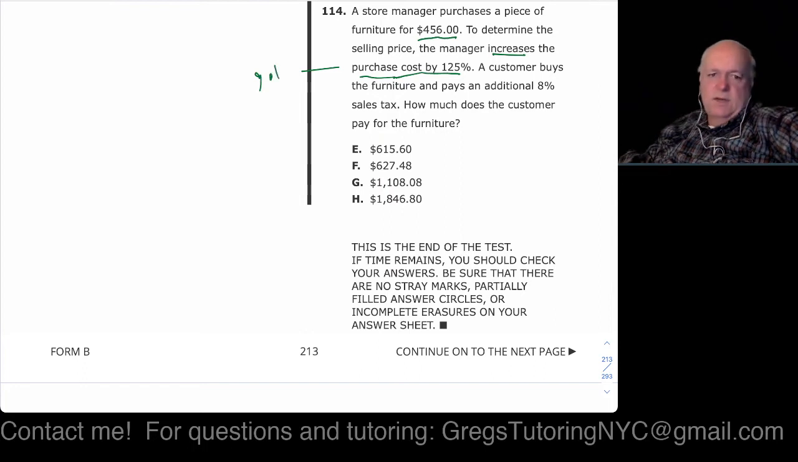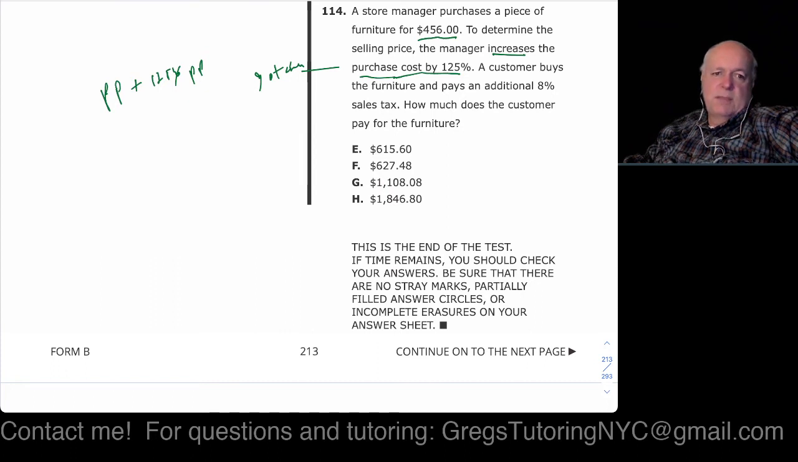Okay, a customer buys the furniture and pays an additional 8% sales tax. How much does the customer pay for the furniture? All right, so the gotcha is that this is not 125% of 456. This is similar to that M example early, and I think there was another one too. It's the original purchase price plus 125% of the purchase price, right? To determine the selling price, right?